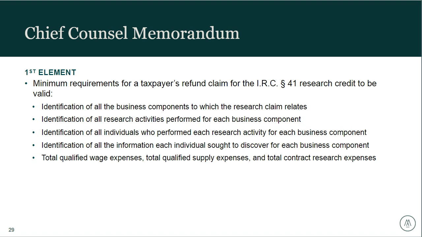And then number 5, total qualified wages, supplies, and contract research expenses. That is something that's going to be on the Form 6765 that you're already completing. And so that one's kind of a non-issue. That's a given.